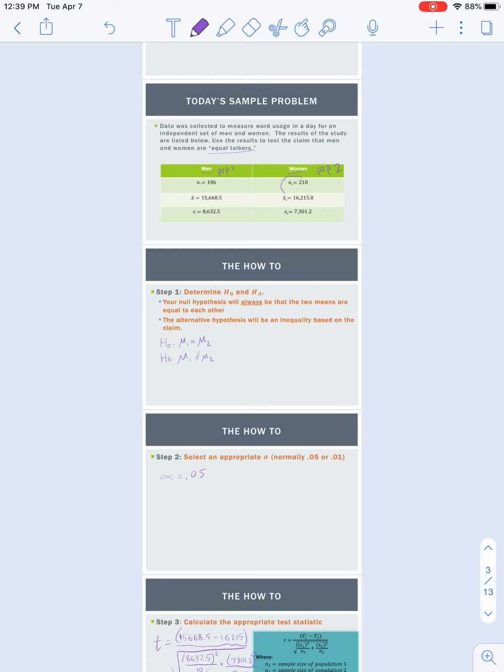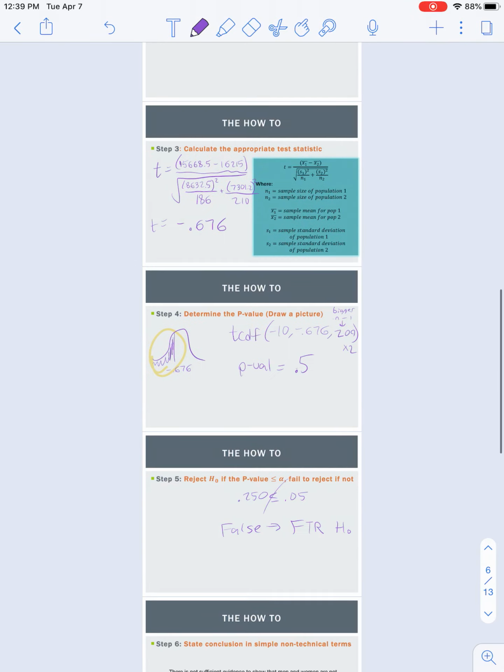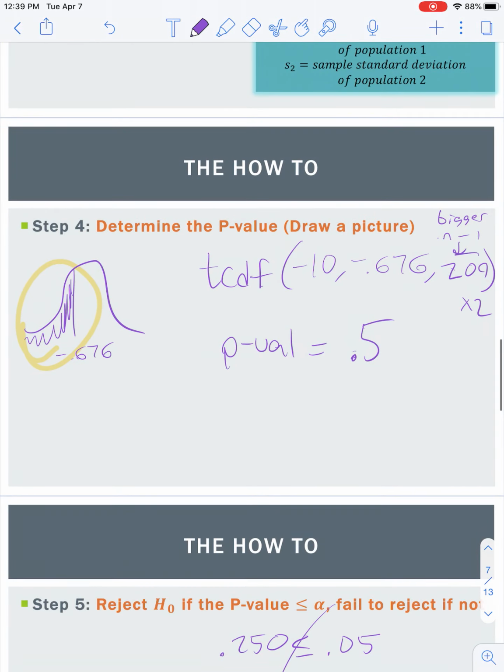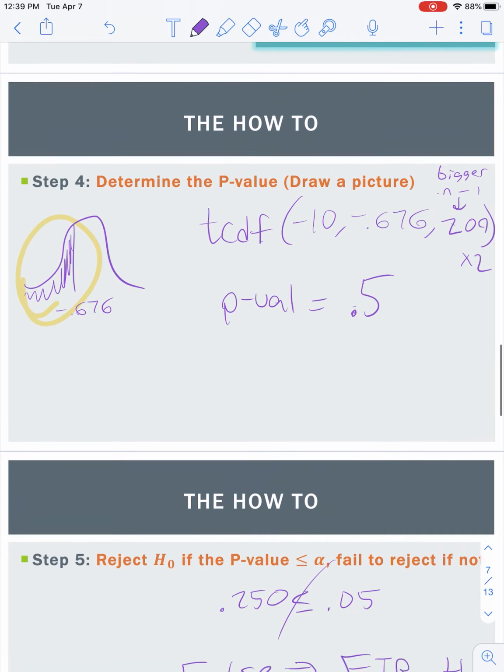I'm going to take the larger one, 210, and I'm going to subtract 1 from it. And that's going to be our degrees of freedom. So that's how I got the 209 there. That's always what you're going to do. You can take the bigger n and subtract 1. Then I multiply by 2 and I get a p-value of 0.5.